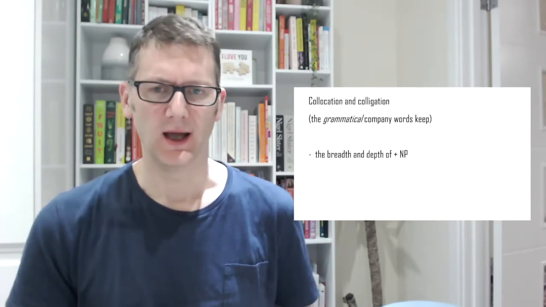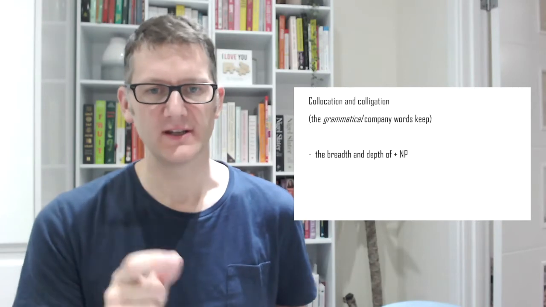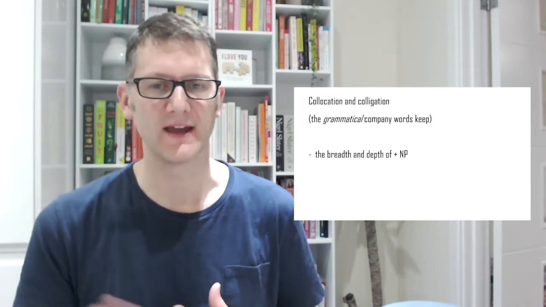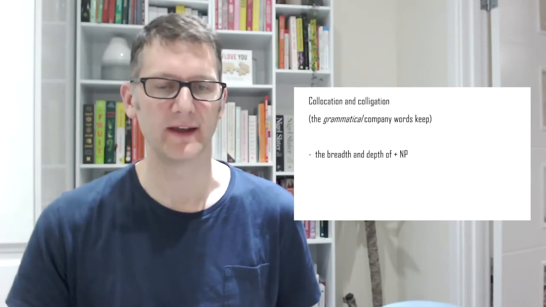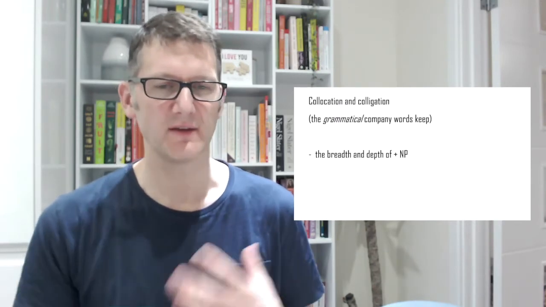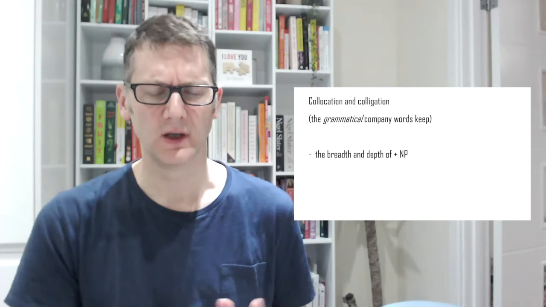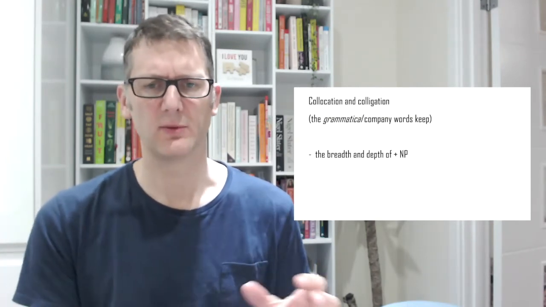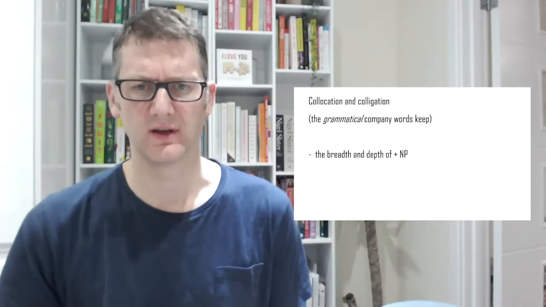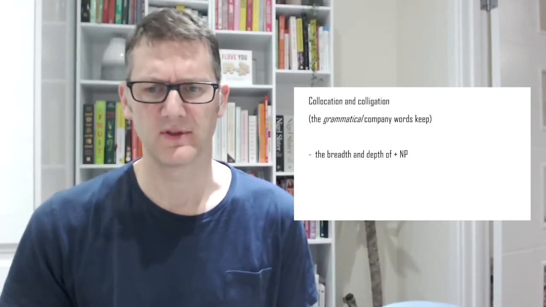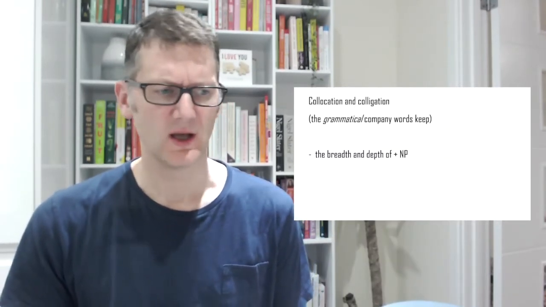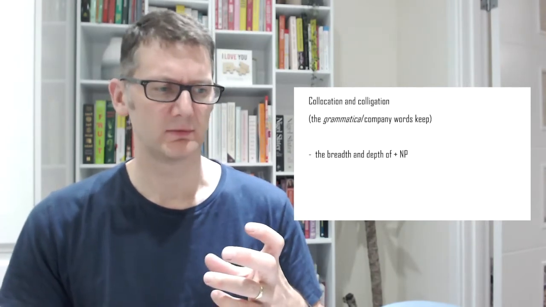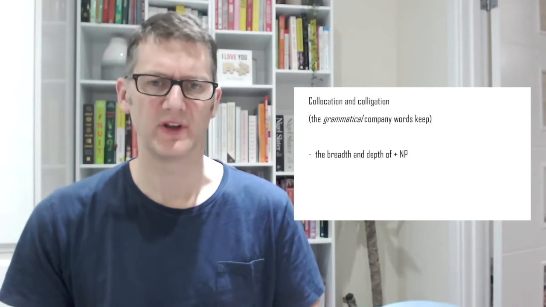So, when we see the word breadth, the grammatical company that it keeps is the word of, and then a noun phrase. So we can think of this as a kind of grammatical pattern. Whether we say breadth or breadth and depth, it is followed by of and then something. The breadth and depth of something.